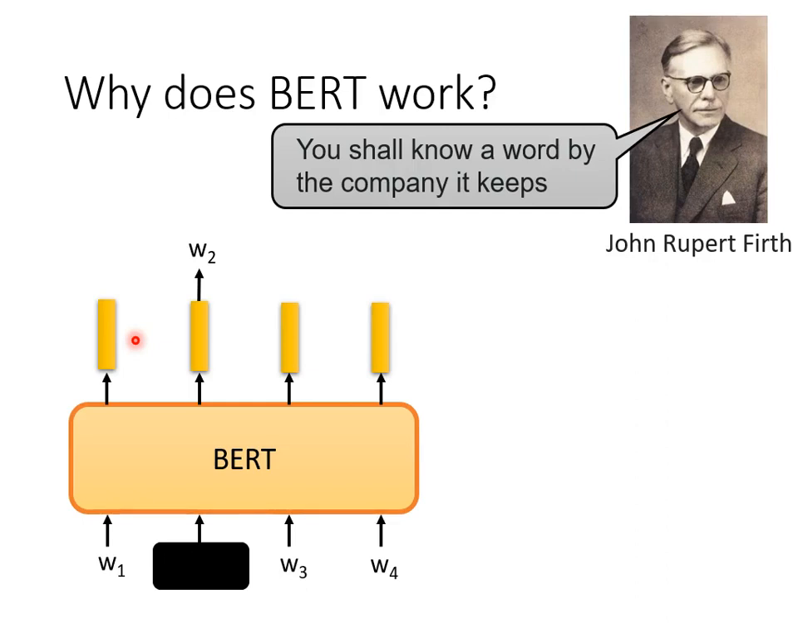Why can it output vectors that represent the meaning of the input words? Here, John Rupert Firth, a linguist in the 1960s, proposed a hypothesis. He said, to know the meaning of a word, we need to look at its company. Which are the vocabularies that often appear with it? That is, its context. The meaning of a word depends on its context.